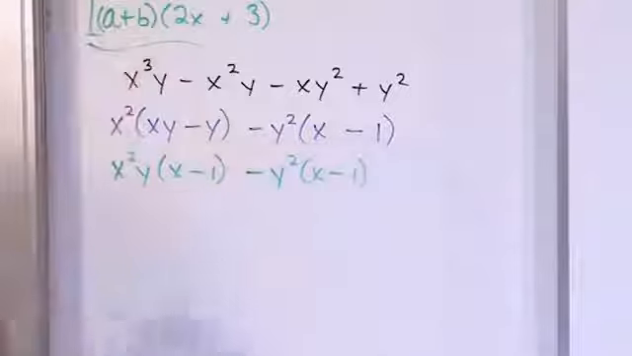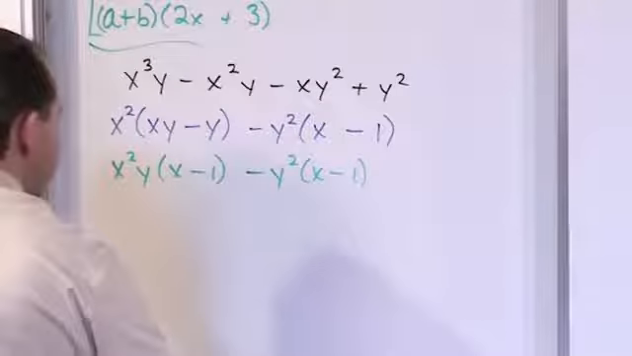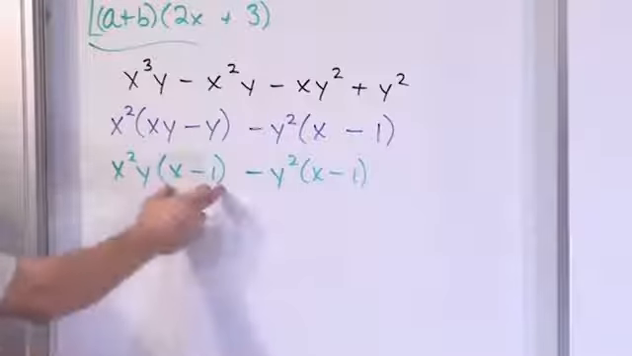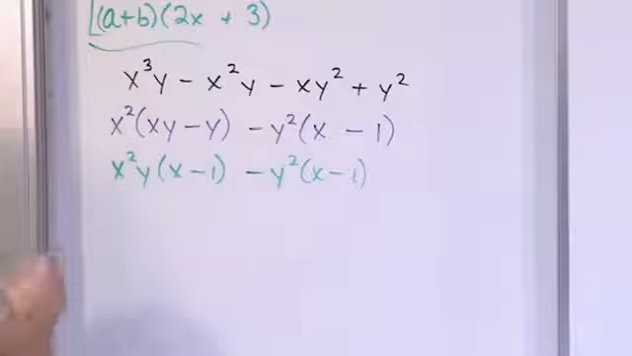I'm ready to circle my answer. And then I look and I say, wait a minute. I have x minus 1 common here and x minus 1 common over there.